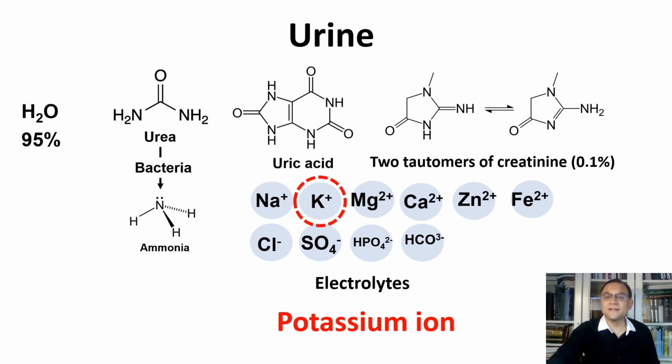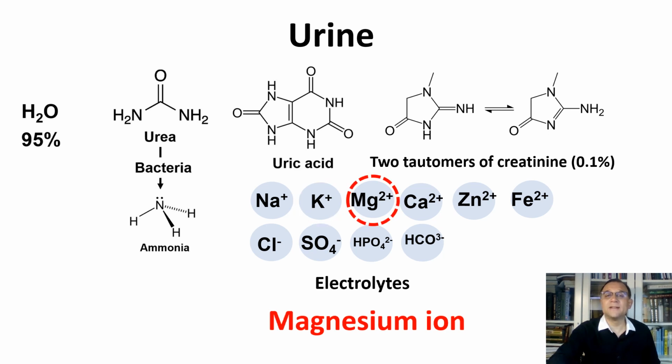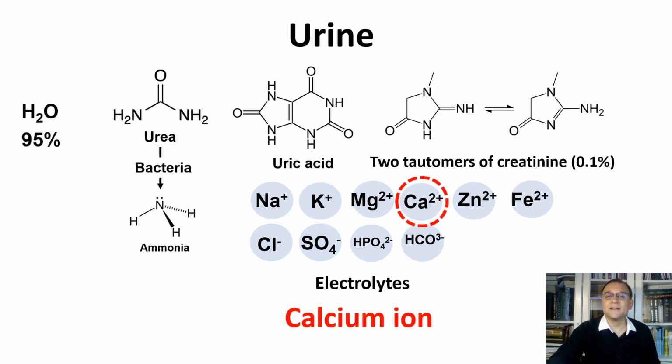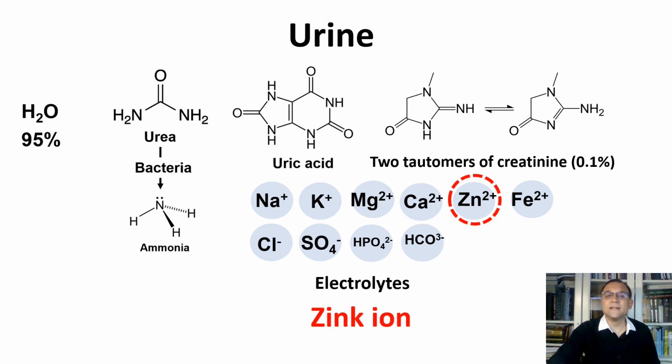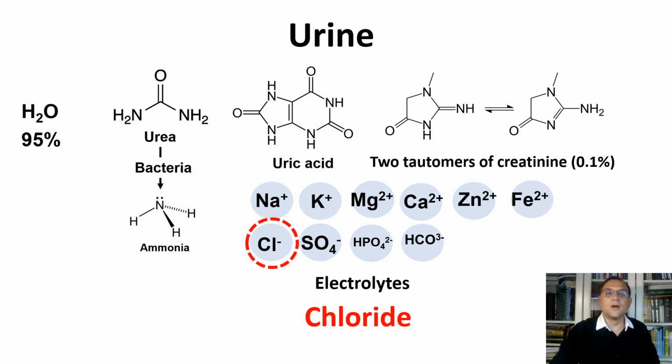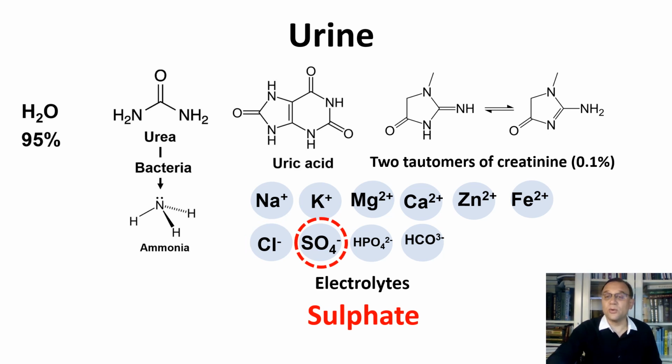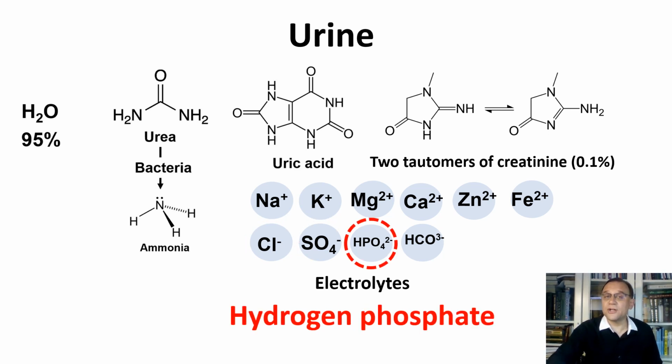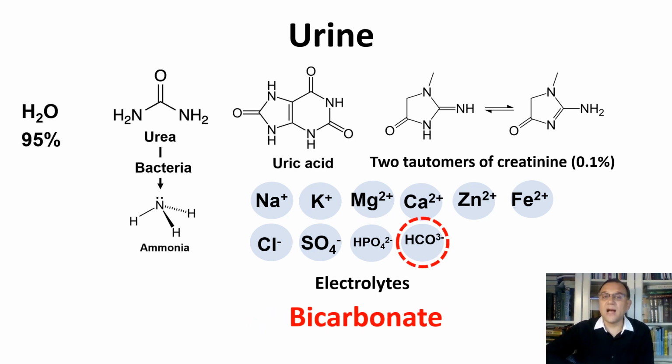Sodium ion, potassium ion, magnesium ion, calcium ion, zinc ion, iron ion, chloride. Chloride is the ion of chlorine. Sulfate, hydrogen phosphate, bicarbonate. The prefix "bi" in bicarbonate comes from an outdated naming system and is based on the observations that there is twice as much carbonate per sodium in sodium bicarbonate as there is in sodium carbonate.